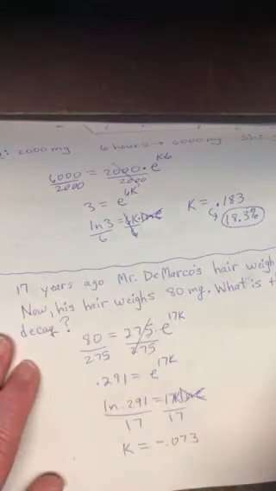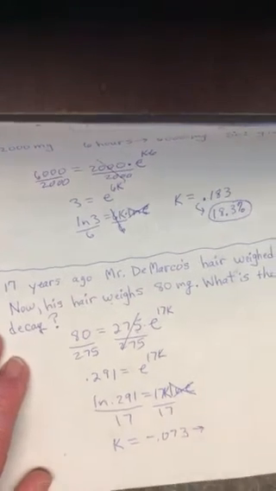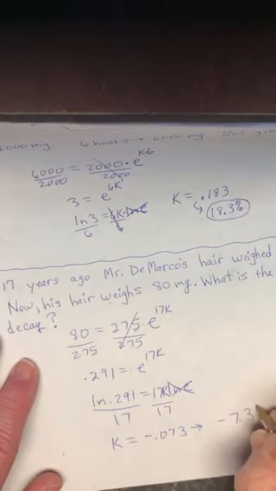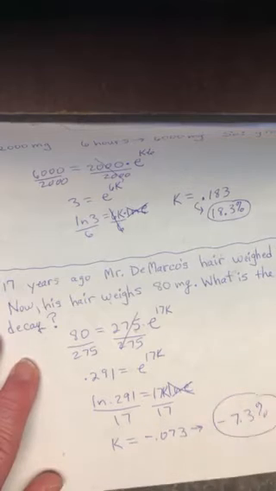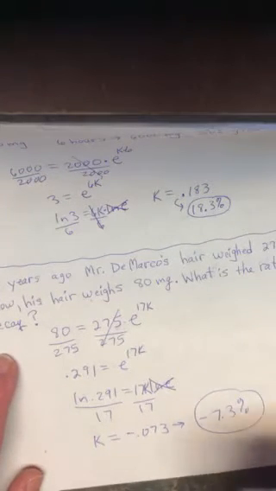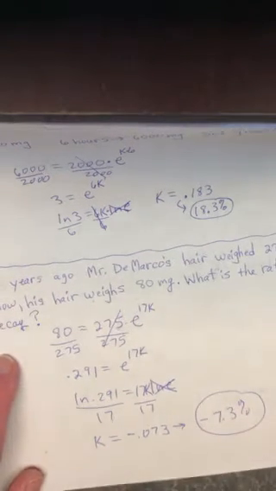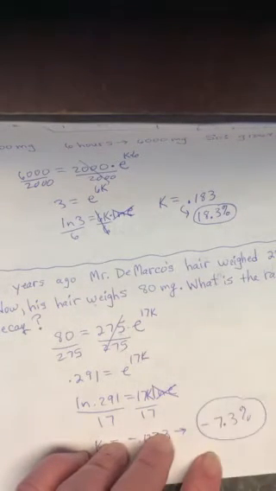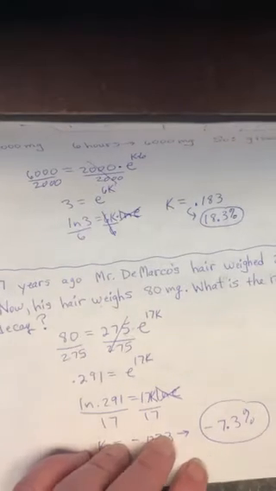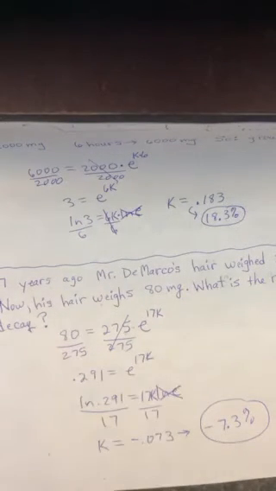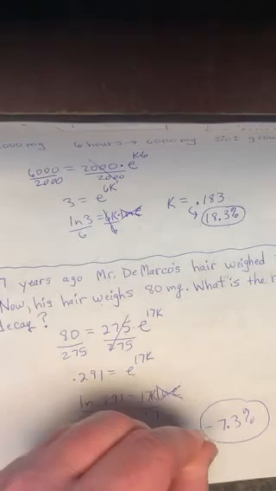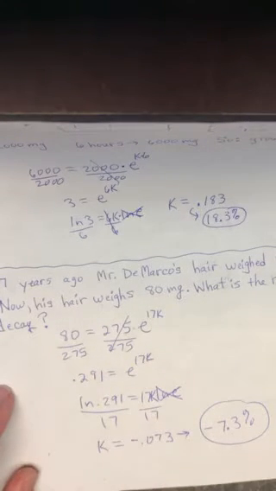We were predicting a negative answer, correct? Because it was a decay situation. So it's growing at a negative rate since it's getting smaller and smaller. So technically we're going to go negative 7.3%. If you were labeling that, that's what? Per year, right? Rather than per hour. Because that's how much hair has been lost over the last 17 years. So it's negative 7.3% growth rate per year on the hair.